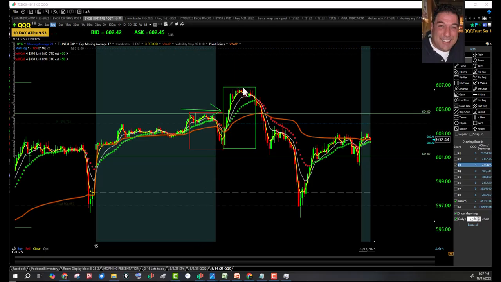Doesn't go far. Was looking for more follow through. Didn't quite get it. This is a 5-minute chart. But anyways, there's my breakout. So I trade that breakout and make a little bit of money off of that.